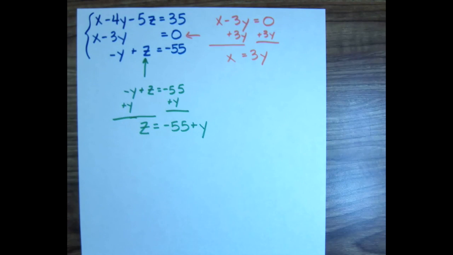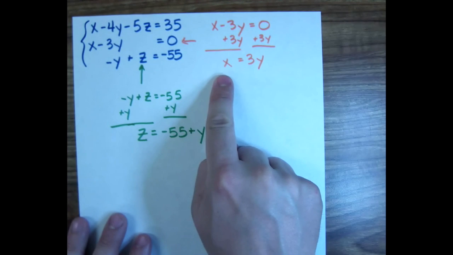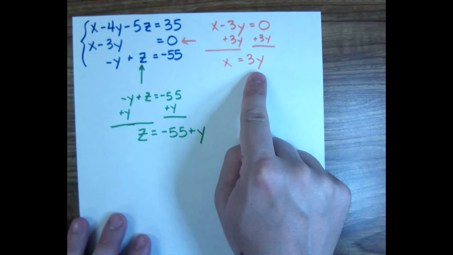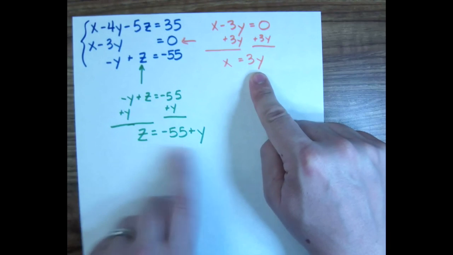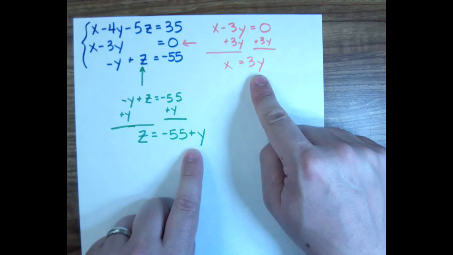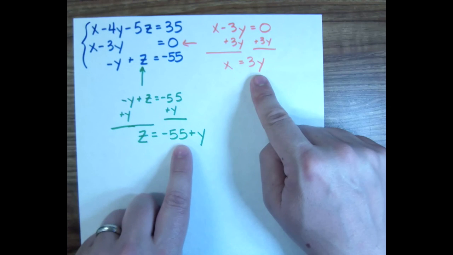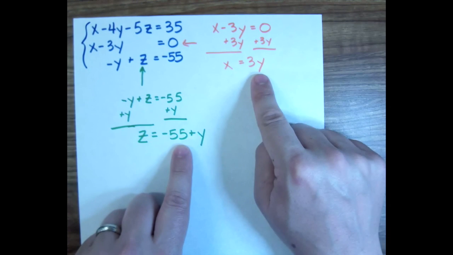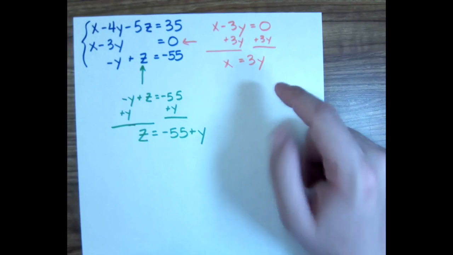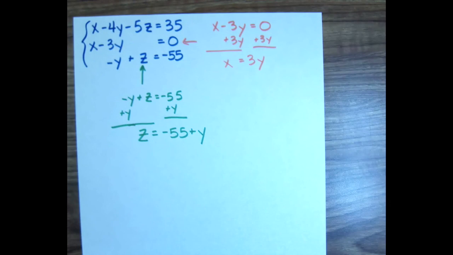Imagine what would happen in the first equation if I replace the x's with this and replace the z's with this. What variables would be left in the first equation? If the z's turned into negative 55 plus y and the x's turned into 3y, what would the first equation look like? What variables would be left? Only y.